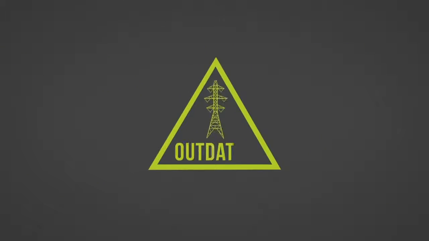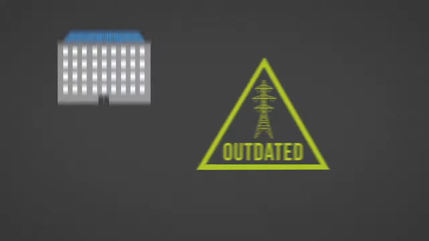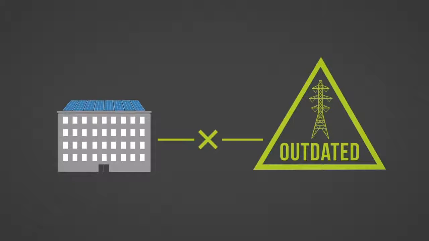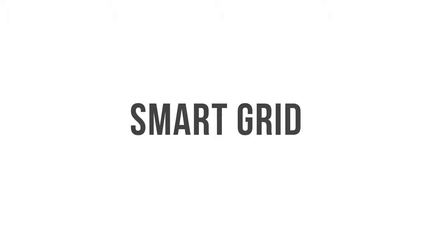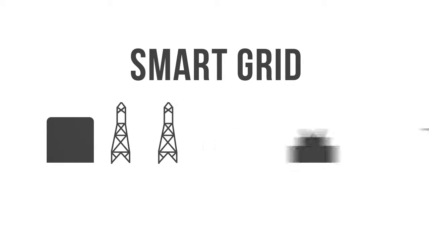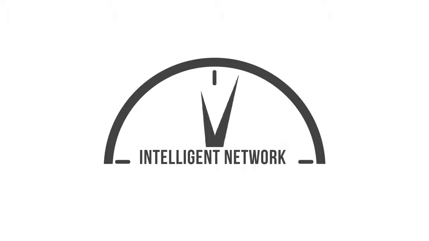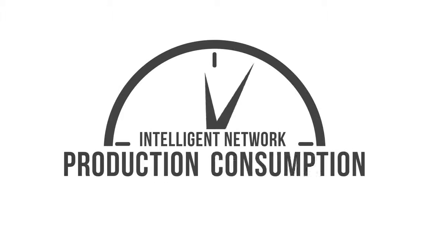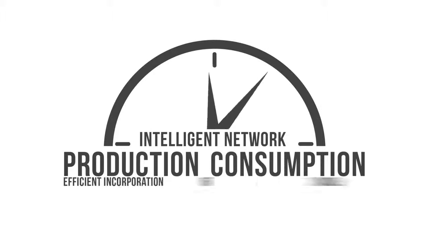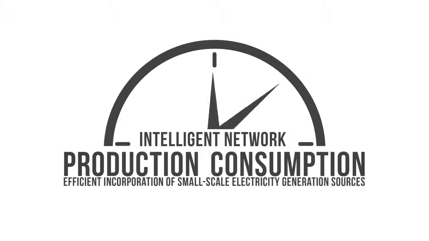However, some of the grid's infrastructure is outdated and is not capable of accommodating small-scale electricity generation technologies. The smart grid is this generation's answer to the electrical grid's shortcomings. The smart grid is simply the electrical grid enhanced by information technology. This turns the electrical grid into an intelligent network that allows for real-time information about electricity production and consumption and more efficient incorporation of small-scale electricity generation sources.